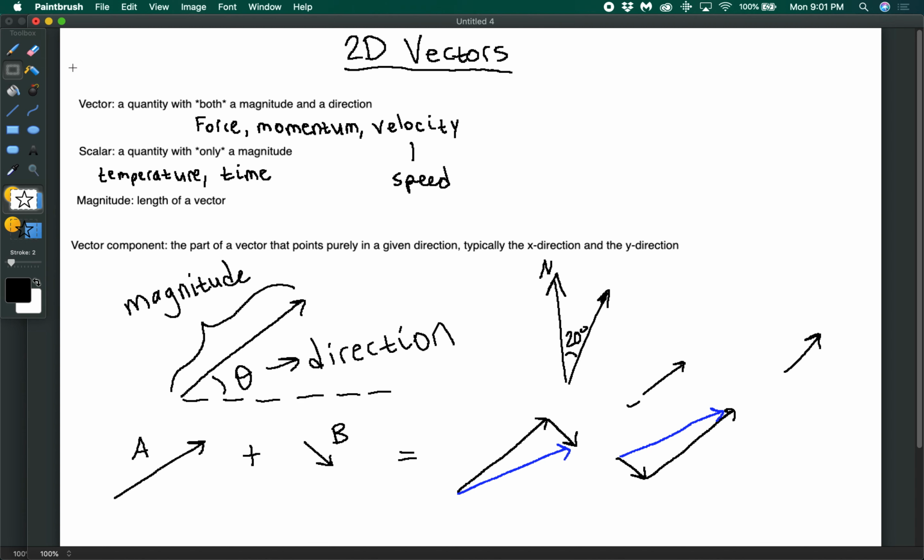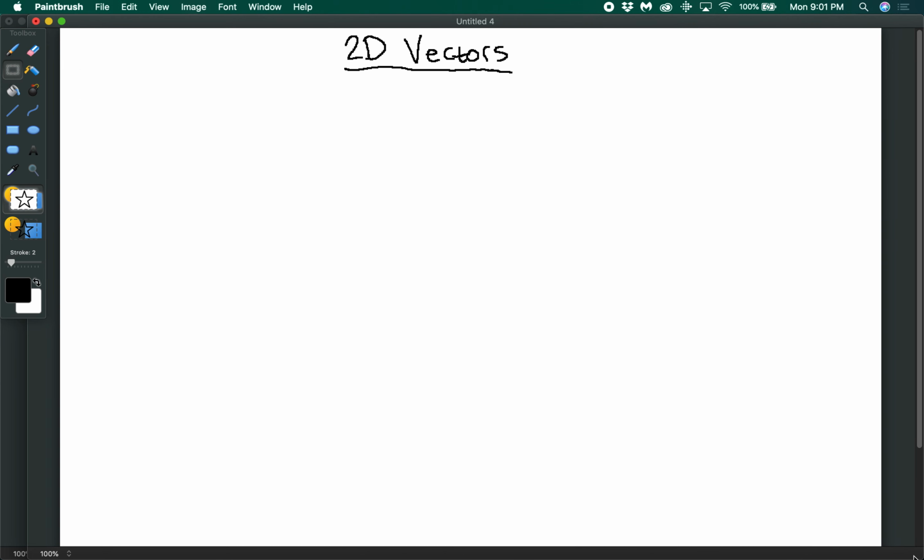So now we're going to look at how to do stuff with vectors when we're looking for more exact answers and not just for sketches.